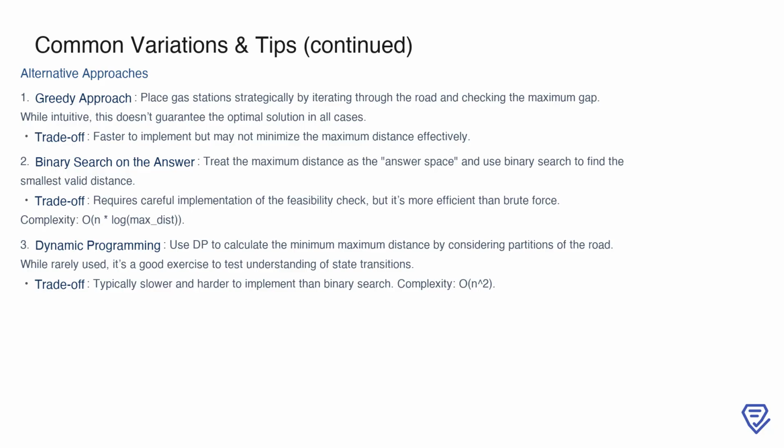Lastly, there's a dynamic programming approach, which involves partitioning the road into segments to calculate the minimum-maximum distance. Although this method is a good exercise for understanding state transitions, it's usually slower and more complex than binary search, with a quadratic time complexity. Each of these approaches has its trade-offs, so choose based on the specific requirements and constraints of the problem.